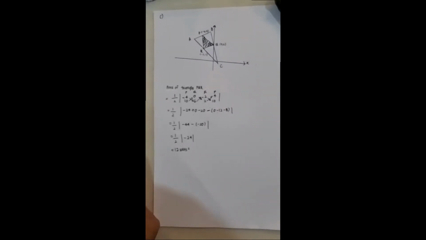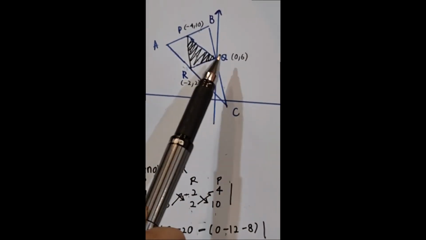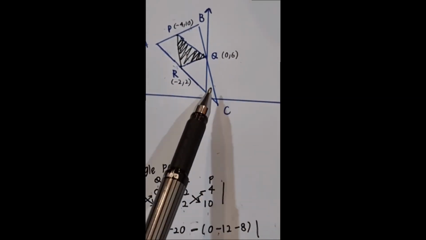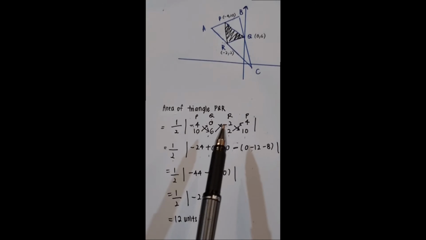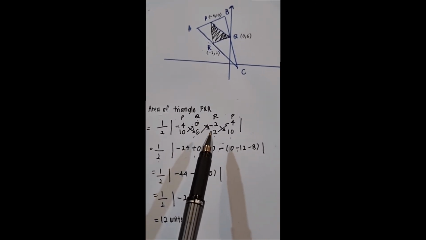Today I'm going to explain question 131C. So the question is, calculate the area of triangle PQR. So we know that the coordinates of P are negative 4, 10, Q is 0, 6, R is negative 2, 2. So we're going to find the area of triangle PQR, this one. So by substituting the coordinates of PQR, we can get the area of the triangle.